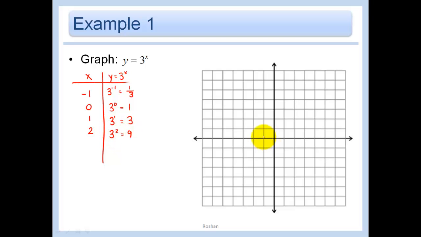So we put in a -1, we get out a 1/3. We put in a 0, we get out a 1. We put in a 1, we get out a 3. And we put in a 2, and we get out a 9. Because we really haven't shifted this thing up or over any, we will just assume that our same horizontal asymptote is at y equals 0, and so our graph will look like this.